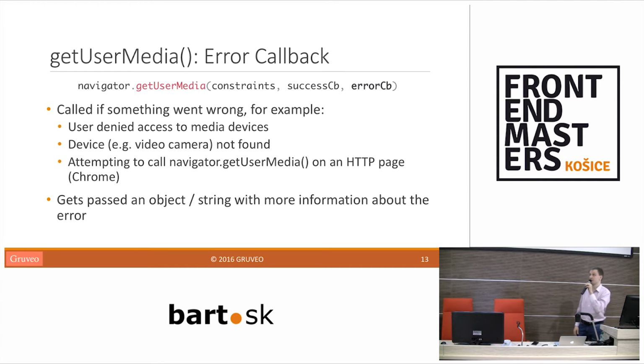The error callback is even simpler. It gets called if there's any error. For example, the media device does not exist. The user does not allow us to access their camera or microphone. Or in Chrome, starting from version 47, if you attempt to call getUserMedia on a non-encrypted HTTP page, you get an error.